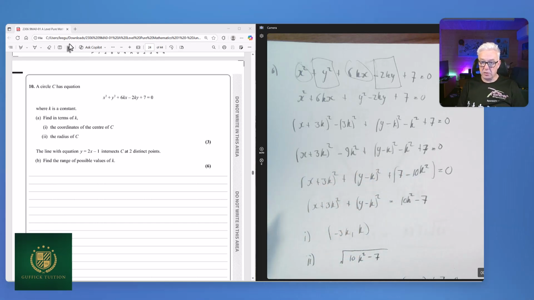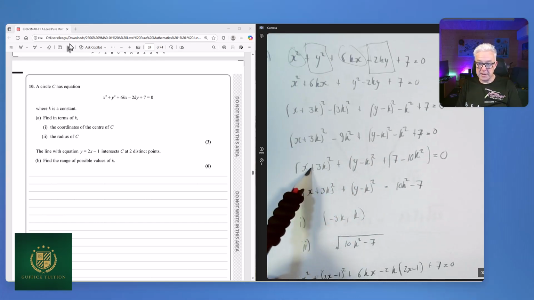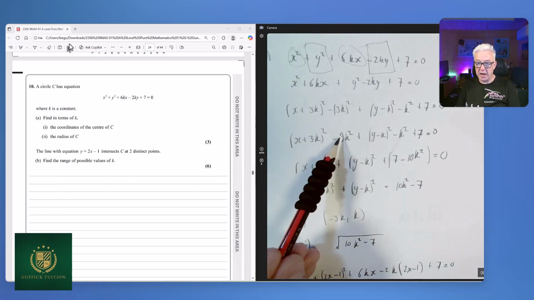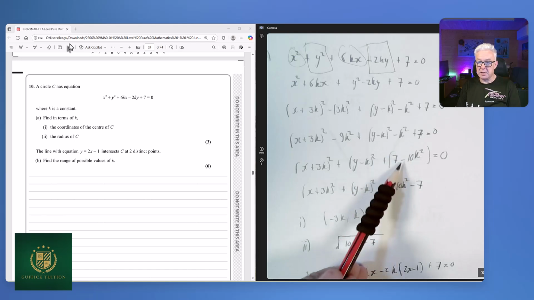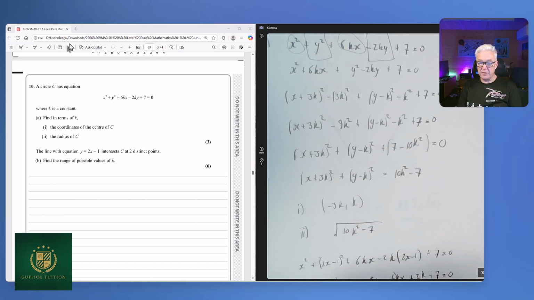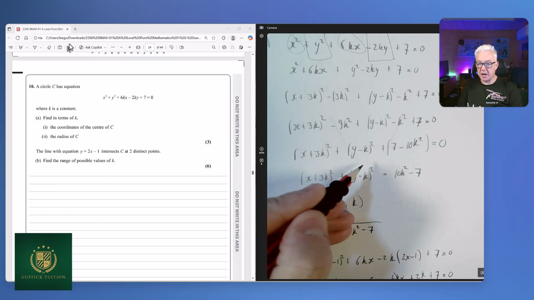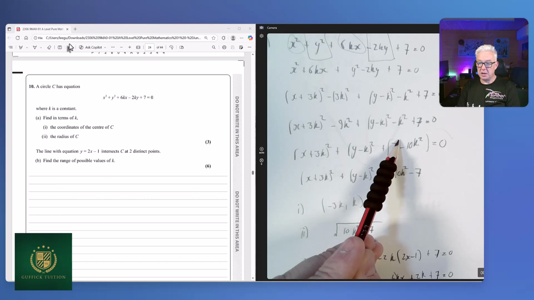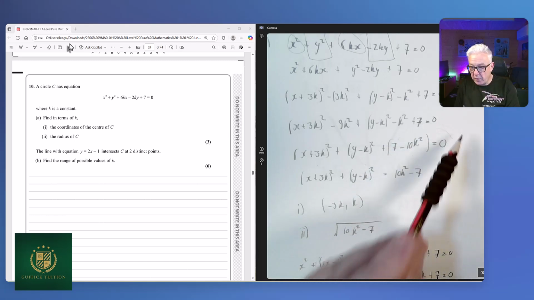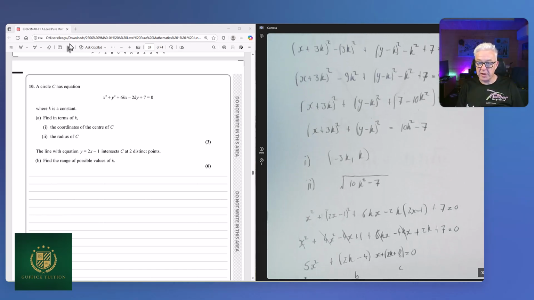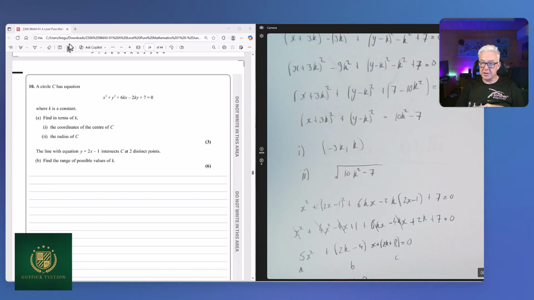Let's collect all our like terms now. We've got our x's, we've got our y's, and we've got 7 minus 9k squared and minus another k squared, so 7 minus 10k squared. We want to get it over to the other side because we want it in the format x squared add y squared equals r squared. So we're going to add 10k squared minus 7 to the right hand side, subtract it from the other side. Now we've got the expression written in that format, so that's all good.